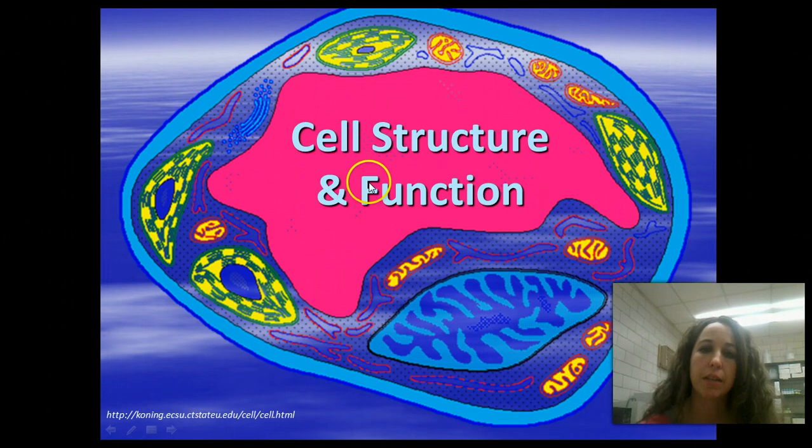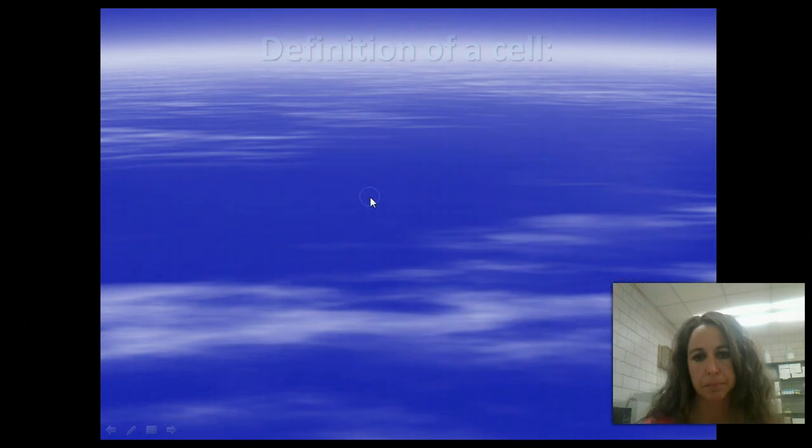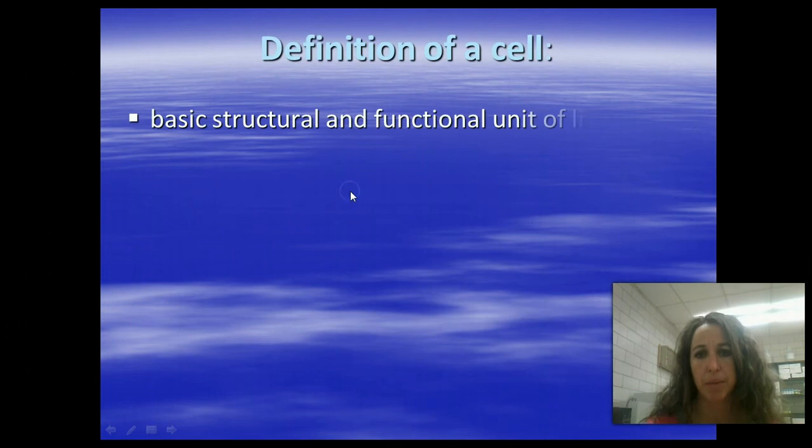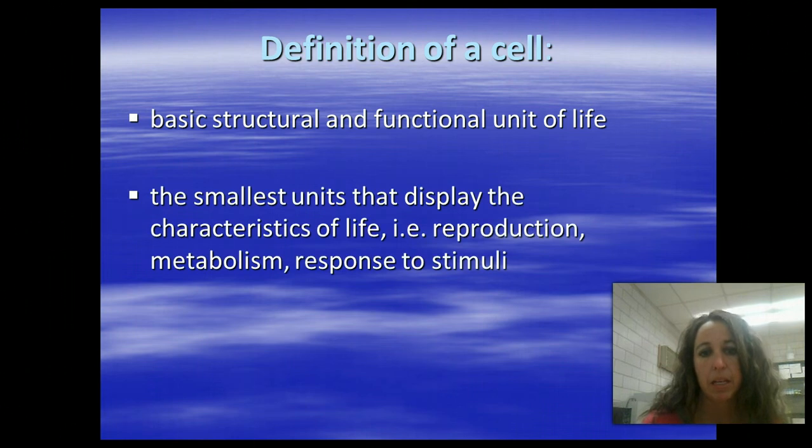What we're going to focus on in this part of our notes is the structure and function of the cell, the parts that make up the cell. So I thought we should start by making sure we have a definition of the cell. The definition of a cell is that it's the basic structure and function of life. In other words, it's the smallest unit that can do all of the characteristics of life that we talked about at the beginning of the year, like reproduction, responding to stimuli, metabolism, homeostasis, that whole list. One cell can do all of those individual things.